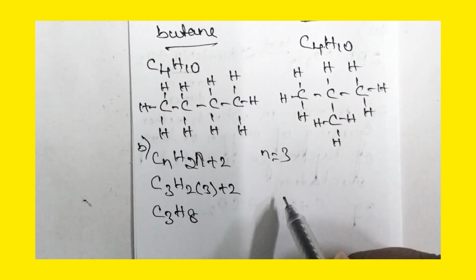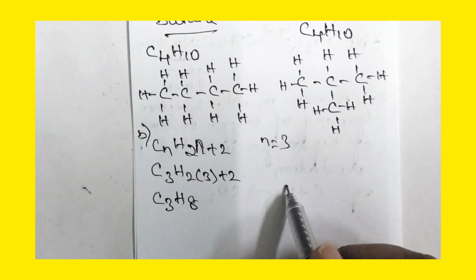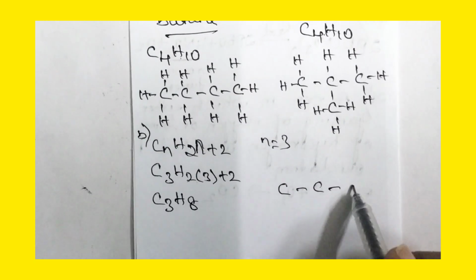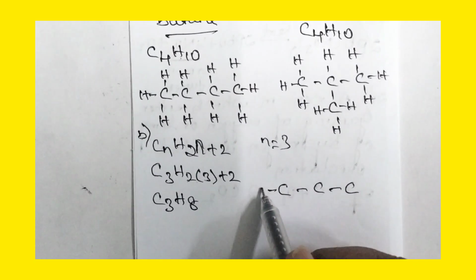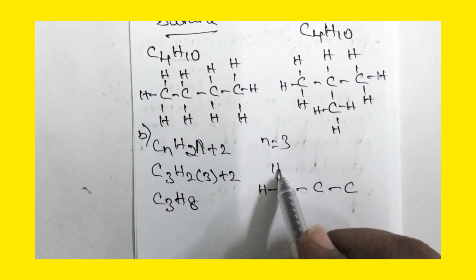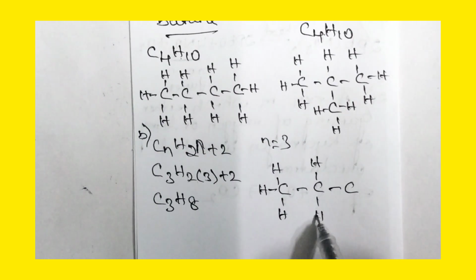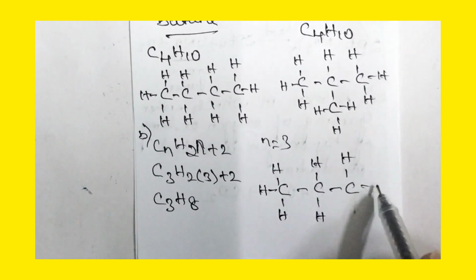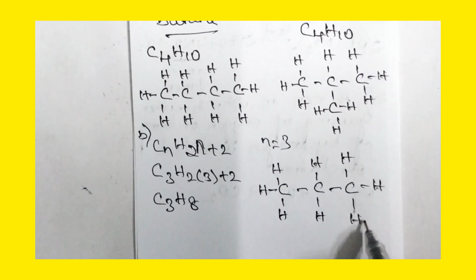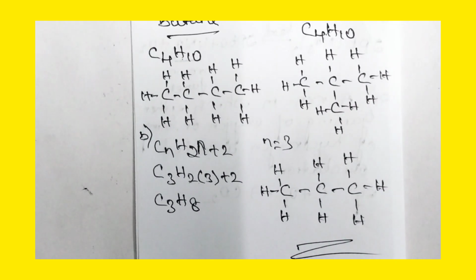So let us write the structural formula for propane. 1, 2, 3. So in an alkane everywhere we have to use the single bond. So this is the structural formula for propane. So if n is equal to 3, then that hydrocarbon is propane. So this is the molecular formula and this is the structural formula for propane.